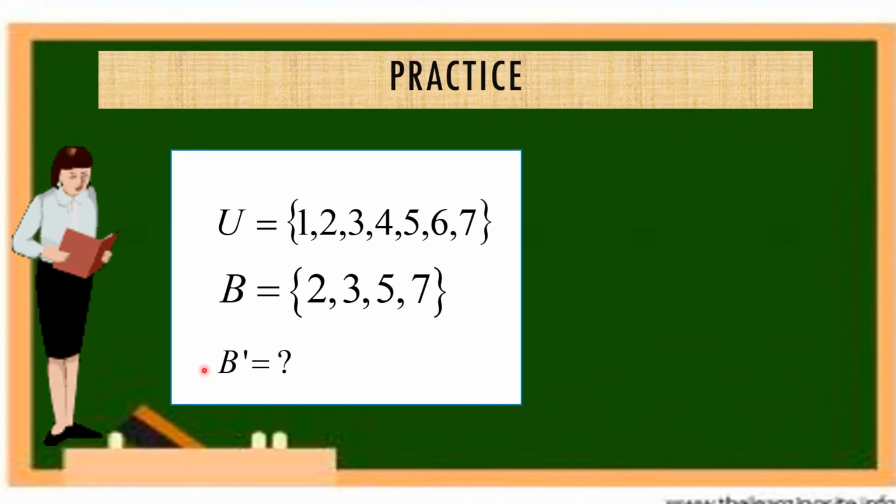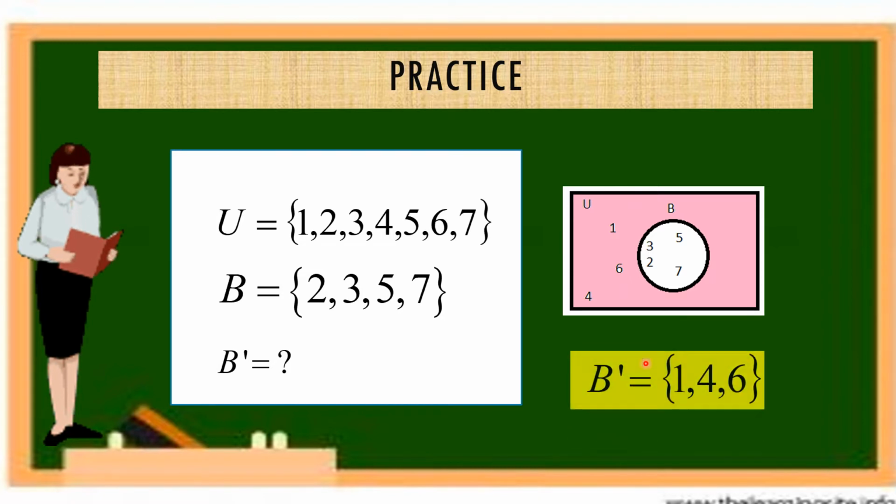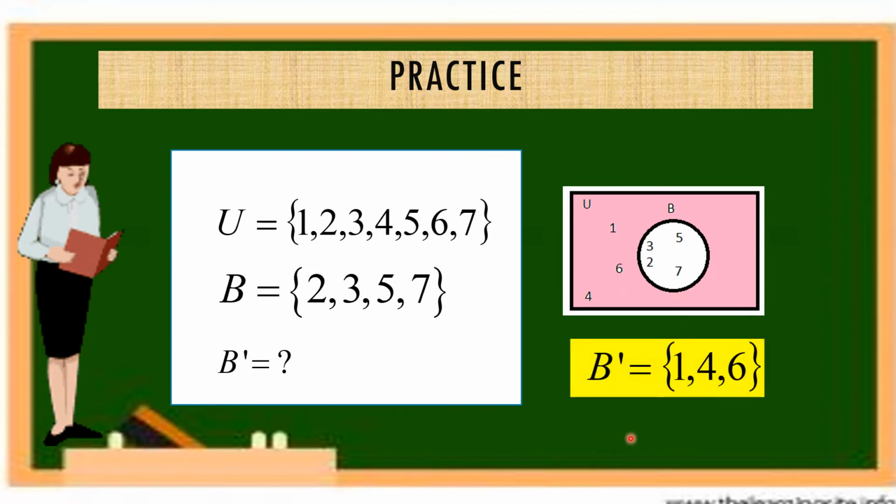We need to find B prime, or the complement of B. What is in U that is not in set B? Set B is a set whose elements are 2, 3, 5, and 7. Set U is a set whose elements are 1, 2, 3, 4, 5, 6, and 7. So we have the graph. What are the elements in U that are not in set B? The answer is 1, 4, and 6.